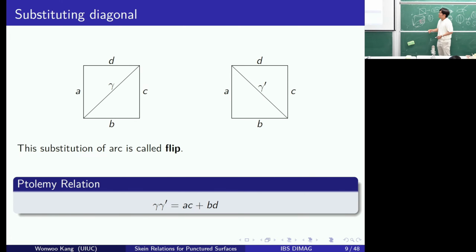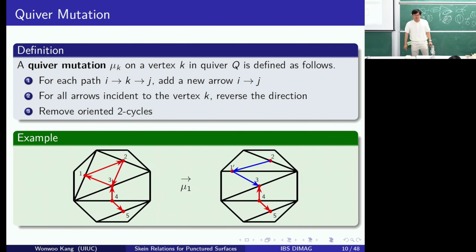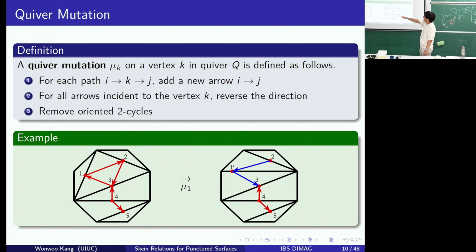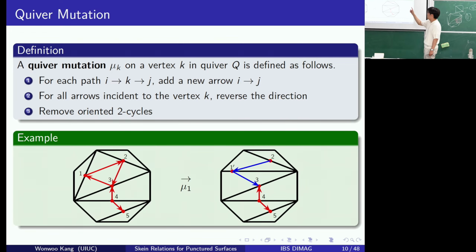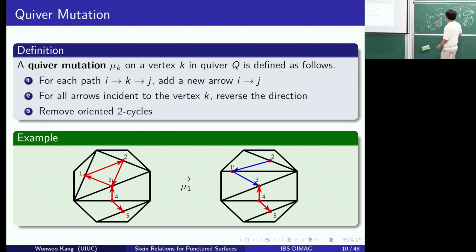And then the other thing that we have to see is, okay, we talked about substituting the diagonal. So what happens in the quiver? The quiver mutation is that if you switch the diagonal, in the previous slide I used the language flip. If you flip the diagonal, then you follow these steps. So first, if we have i to k to j, then you have a new arrow i to j.